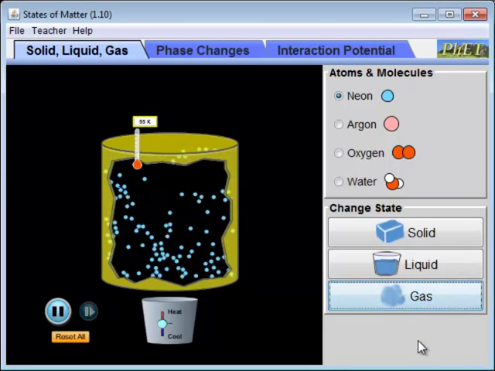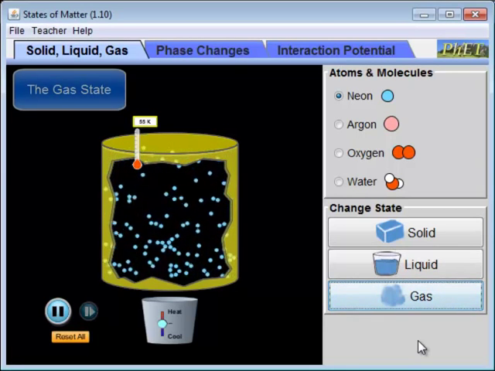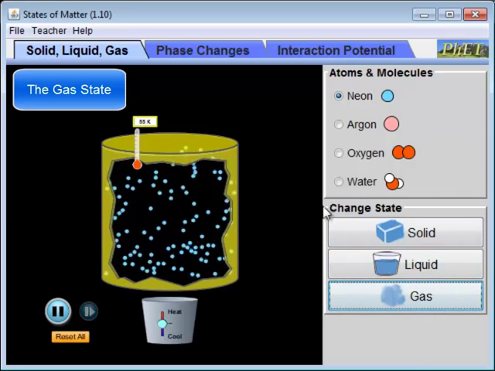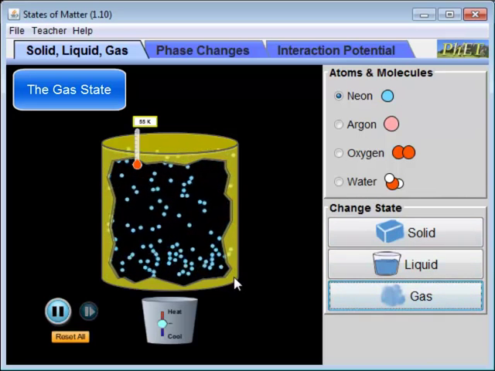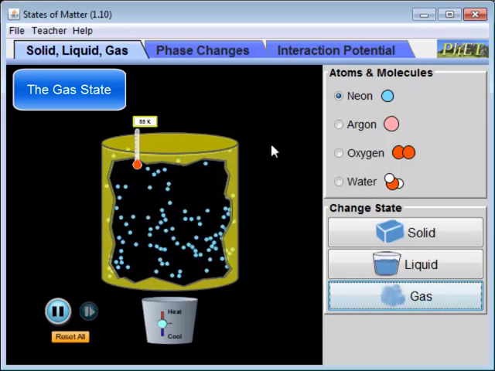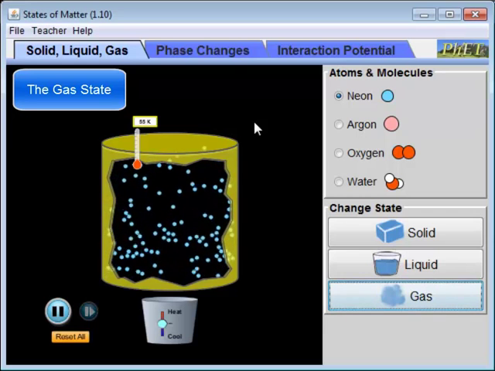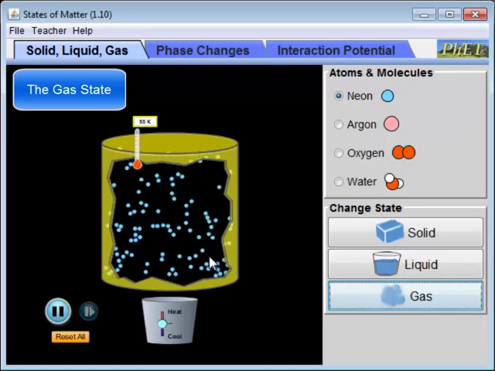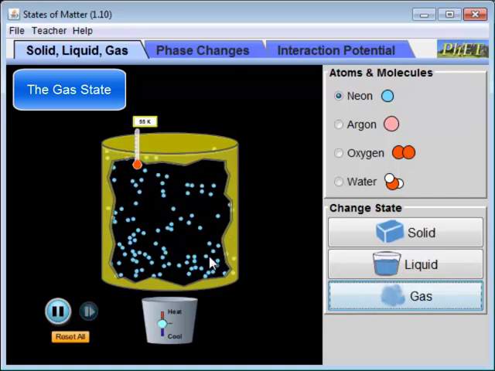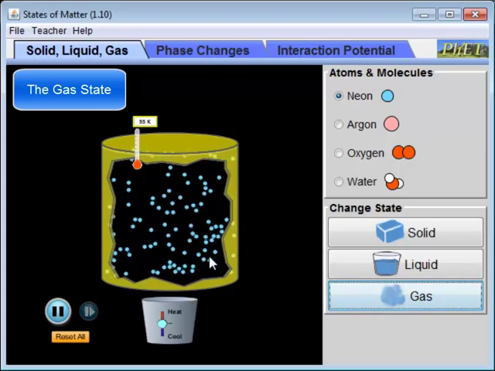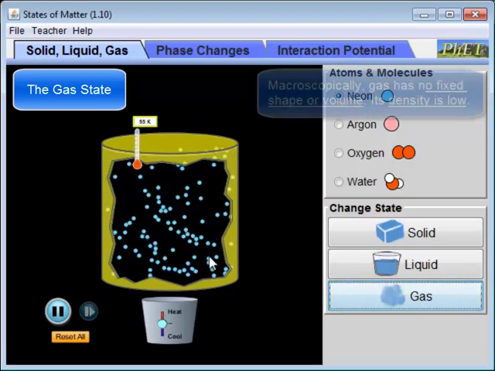Okay, we'll now take a look at the gas state. And we know from experience that if we put a gas into a container, the gas will expand to fill the whole container that we've put it into. And it will also adjust its shape to fill the container. So macroscopically, a gas has neither fixed shape nor fixed volume.